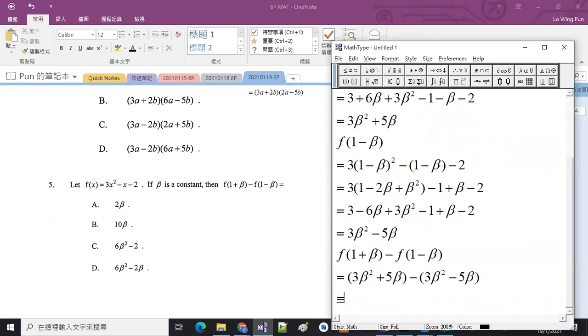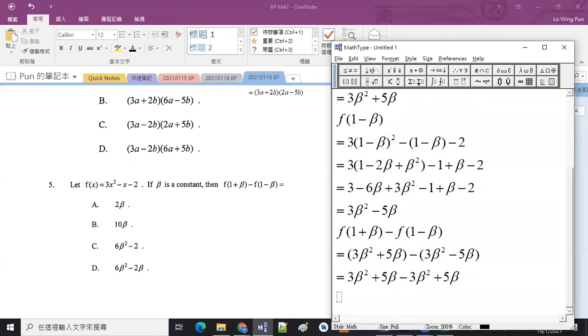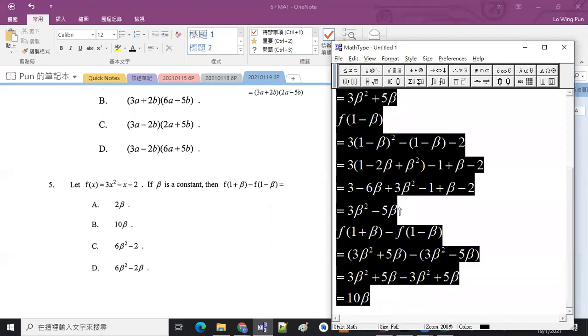And then we remove the brackets. 3 beta squared plus 5 beta minus 3 beta squared, and then double negative becomes plus 5 beta. Luckily the 3 beta squared and minus 3 beta squared will be cancelled by each other. So what is remaining in the answer will be just 10 beta. So the answer is option B.